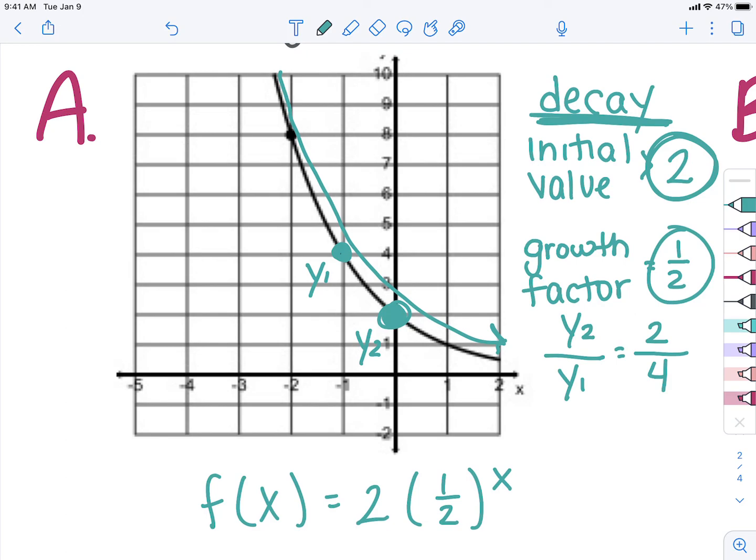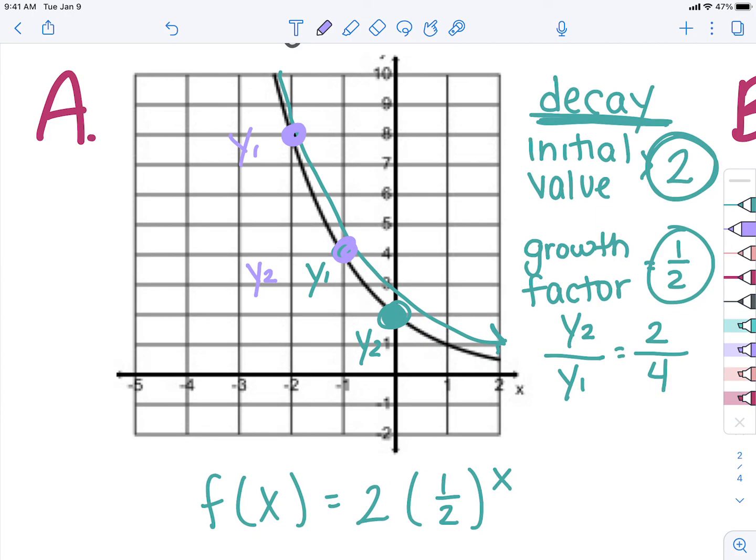Wait, what if you picked a different point? So what if I had done this as y1? I have to make sure that I pick the next one to be y2. I'm intentionally picking things that are one space apart so that I'm dividing by 1. I want them only to be one space apart because I want to know what I'm multiplying by or dividing by to get from one point to the next. So I'm doing that on purpose.